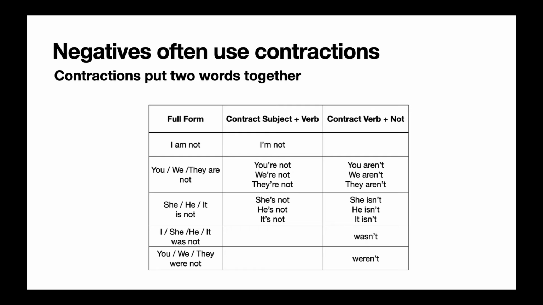But when we're in the past tense, we can't contract the subject and verb. So we can't say she's not to mean she was not. We can only contract the verb and not, she wasn't. And that's because if we contracted the subject and verb to make she's not or he's not for the past tense, it would be hard to tell if someone was talking in the past tense or the present tense. And the same is true for were. So you can't say you're not for the past tense, but you can say you weren't.